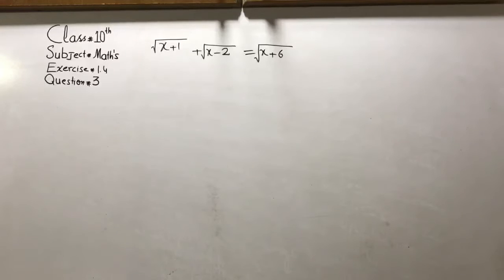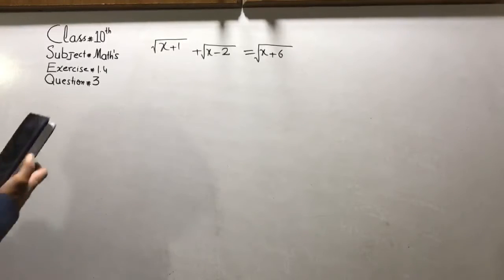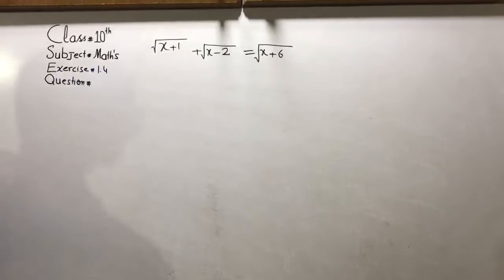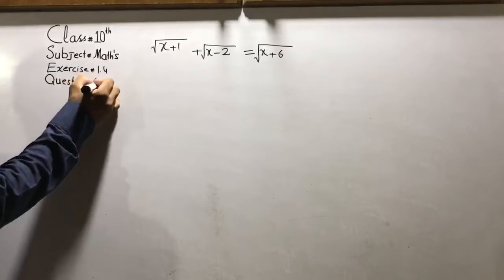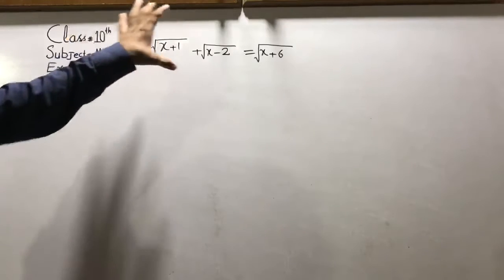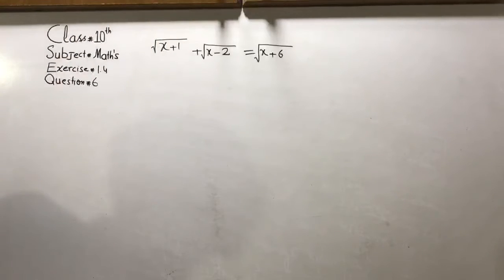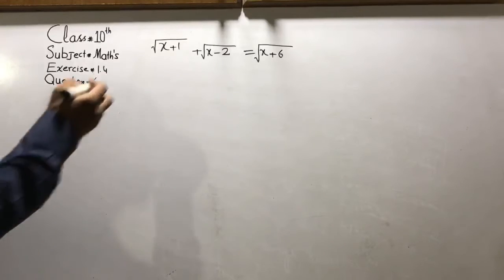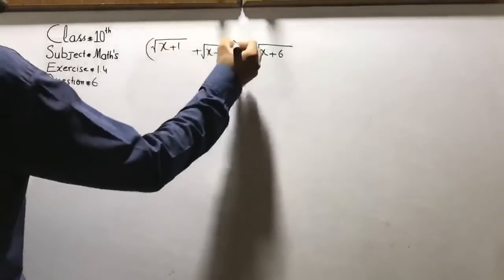Question number 6 of exercise 1.4 is square root of x plus 1 plus square root of x minus 2 is equal to square root of x plus 6, and we have to find the value of x. You know that to find the value of x, first of all we remove the square roots. To remove the square roots, we take square on both sides. So I take square on both sides here.